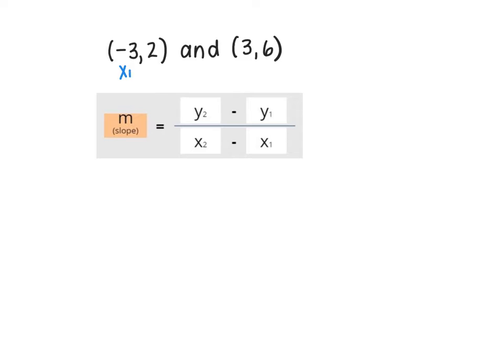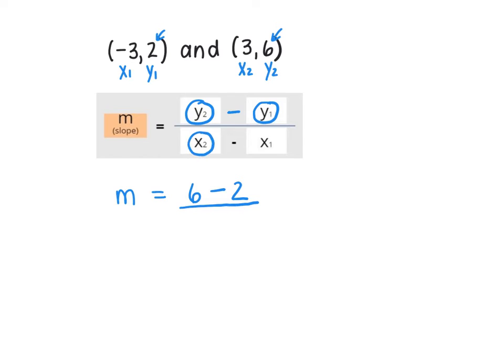We'll have x1 and y1 for point 1, and x2, y2 for point 2. When we sub into our formula, we'll have m equals, and we need to find our y2 value. Our y2 value, as we have it labeled, is 6. So we will have 6 subtract, the subtracting is coming from the formula itself, and we need to find y1. y1 is going to be right here, so we'll be putting a 2 into that portion of the formula. On the bottom, we'll have x2, which is 3 in this case, and we will subtract from that x1.